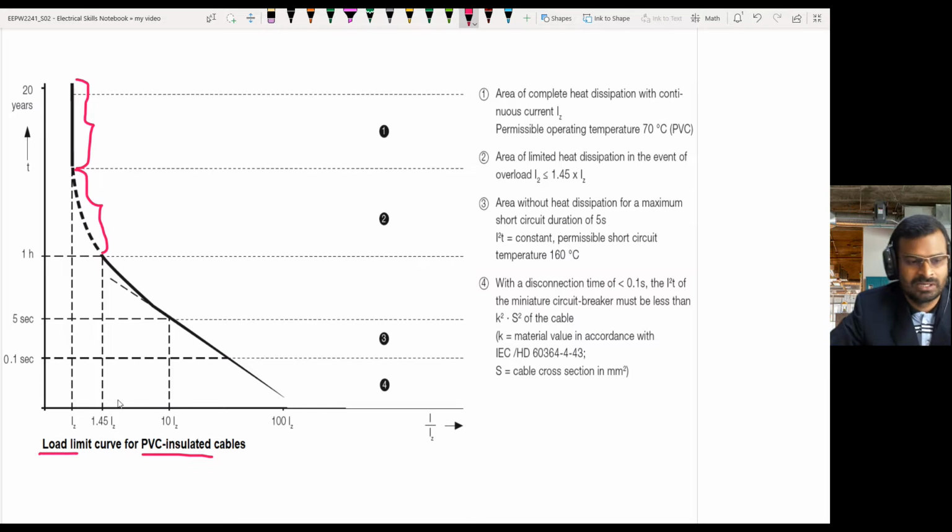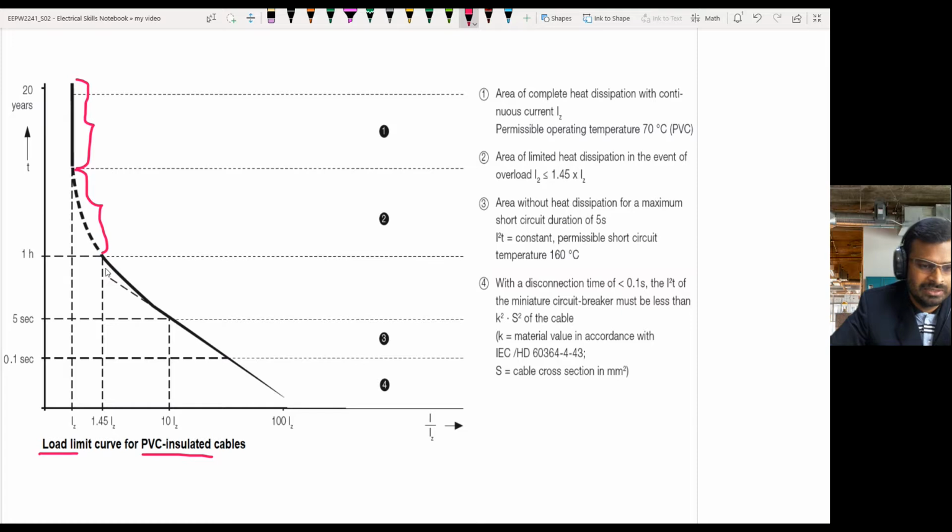If it goes more than Iz, that is called an overload condition, and the MCB is going to trip. If it is not tripping, that means if the conductor is sending the current for a long time in this region, the conductor lifespan is going to be reduced. So obviously we have an MCB, and it will trip. It is not going to sustain for a very long time.